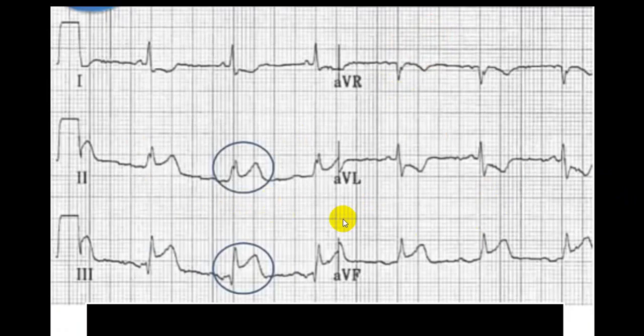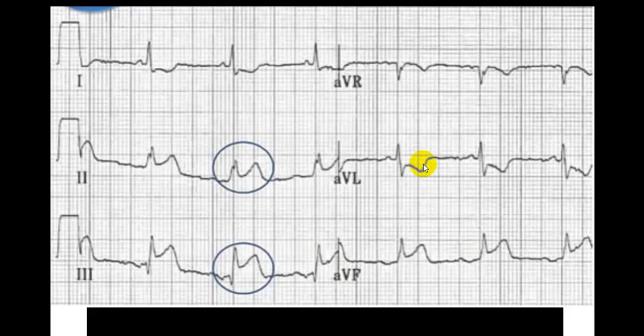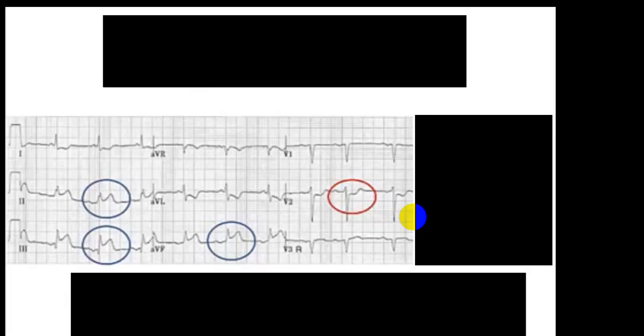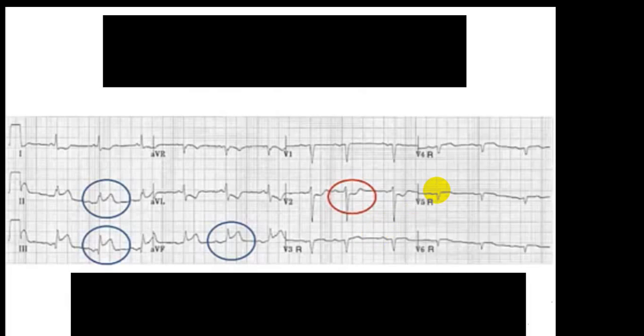So lead 2, lead 3, aVF, inferior wall MI, and you got ST segment changes. This is reciprocal changes. But if lead 3 is taller than 2, always keep it in mind, rule out RVMI and posterior wall. So look for those changes.